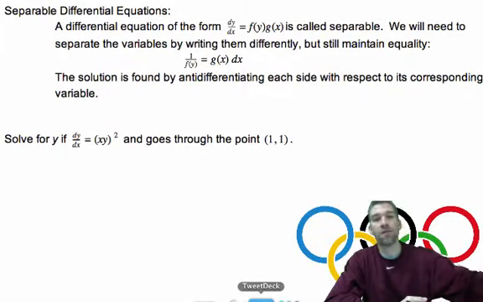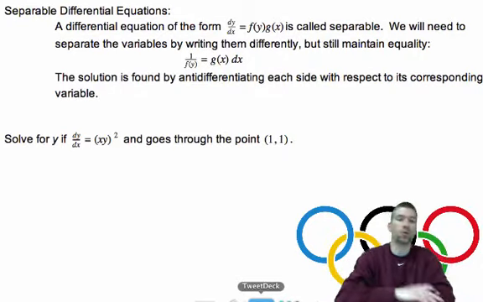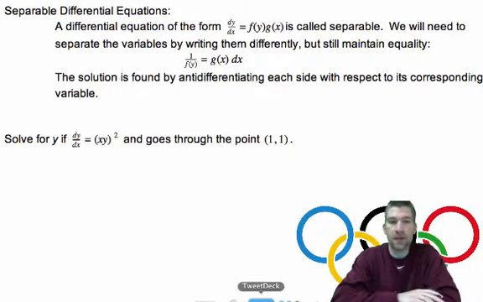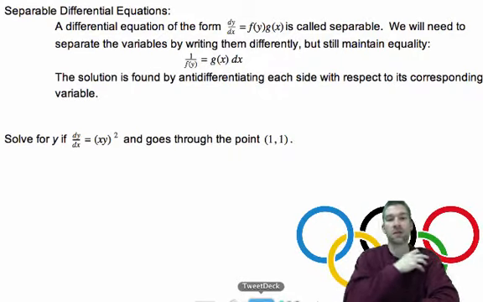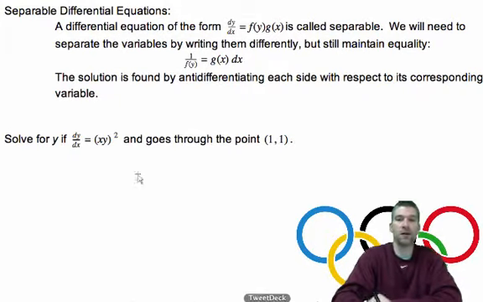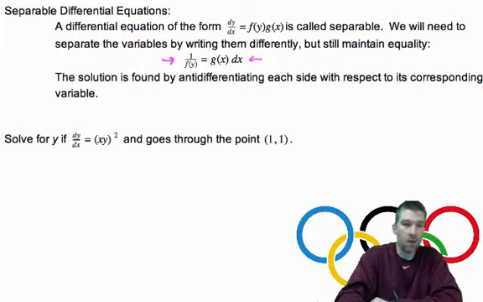All right, so solve for y, if dy/dx is equal to x y squared, and it goes through the point (1, 1). So basically what we have to do is get x and y together on each side of the equation, so that we've got y on the left and x on the right. If I'm going to do that, I'm going to multiply both sides by dx. So dy equals, now watch this, I'm also going to distribute this x squared. dy equals x squared y squared dx.